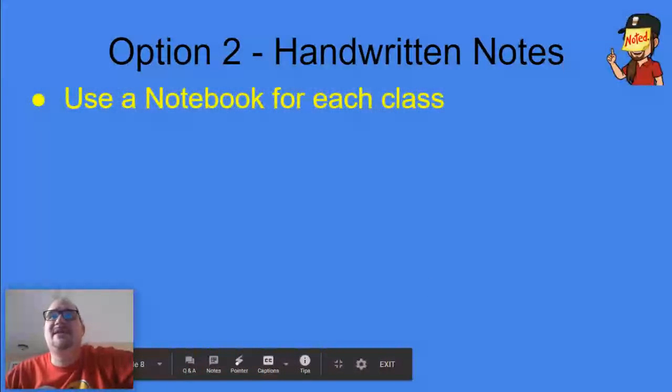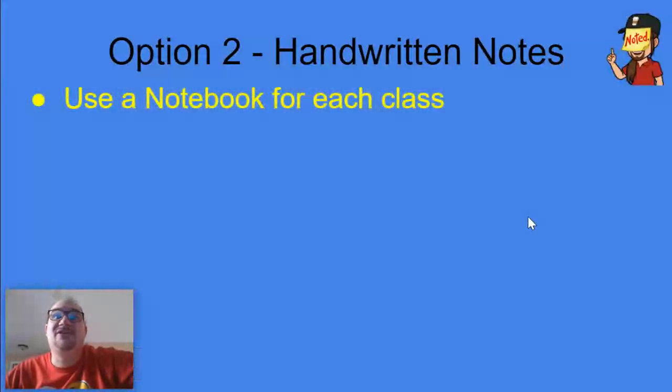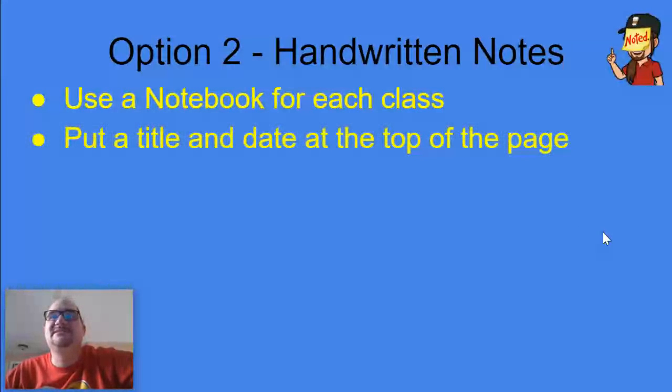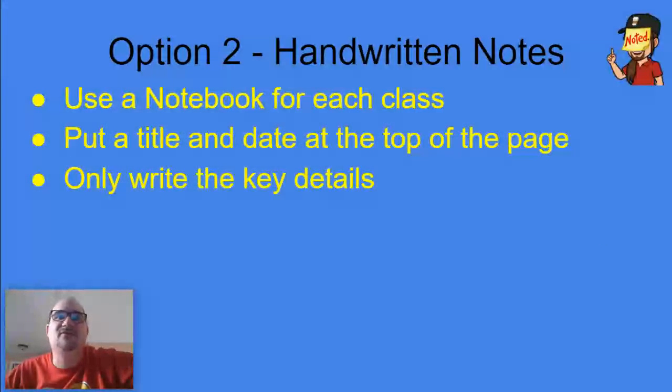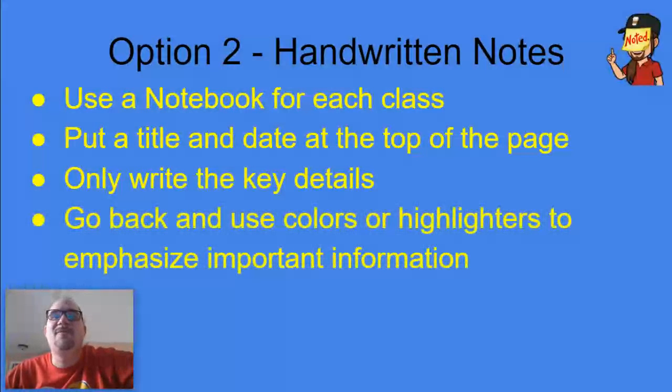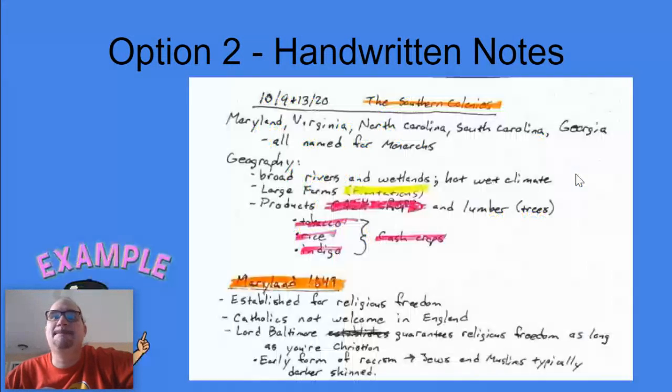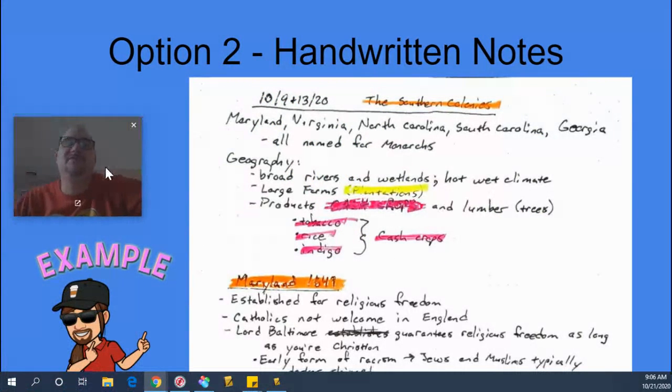Okay. Option 2 is going to be handwritten notes. You want to make sure you have a notebook for each class. It's going to help you stay organized. Put a title and date at the top of the page on a given day and only write the key details. Go back and use colors or highlighters to emphasize the important information. Okay. And again, I know I'm going through this part fast. I went through it slower in class, but I wanted to share it back out in case anyone needed to see it. Here's some example notes.